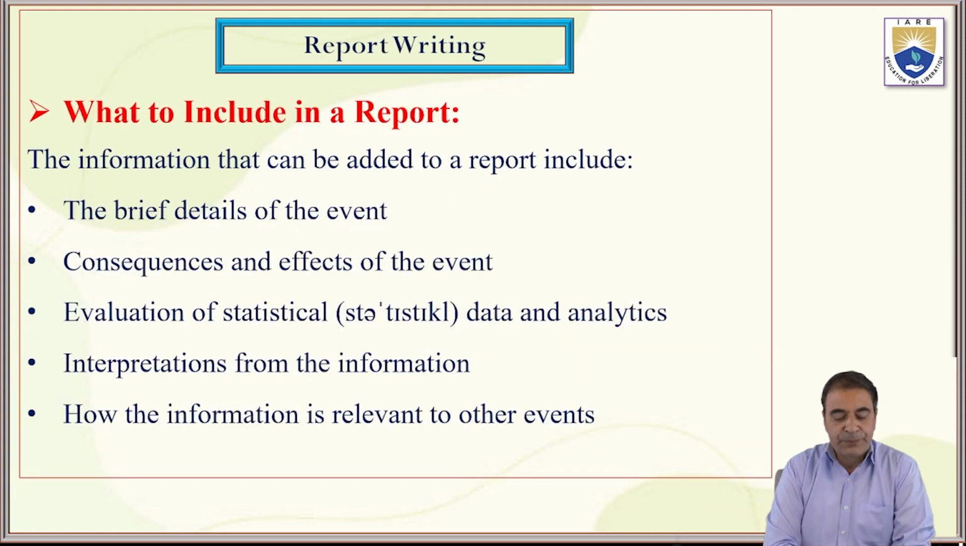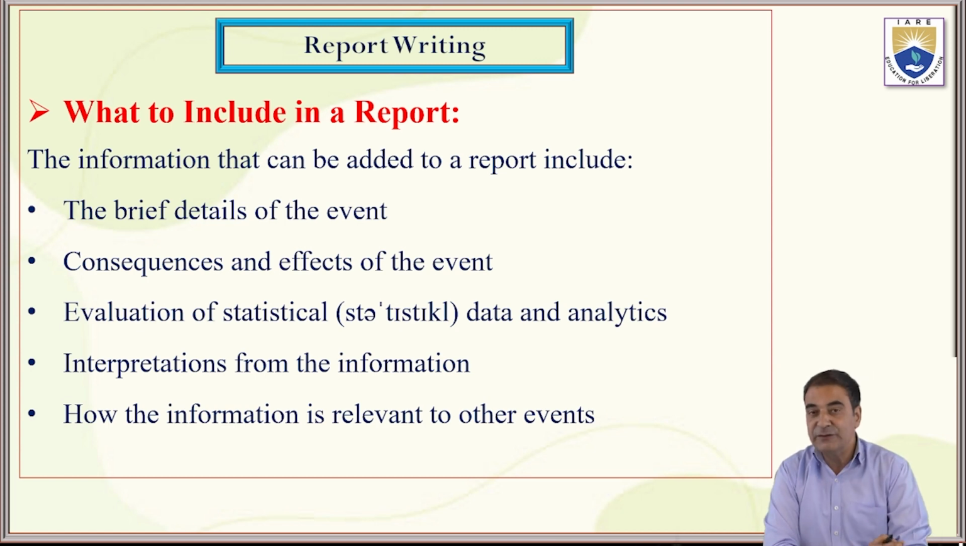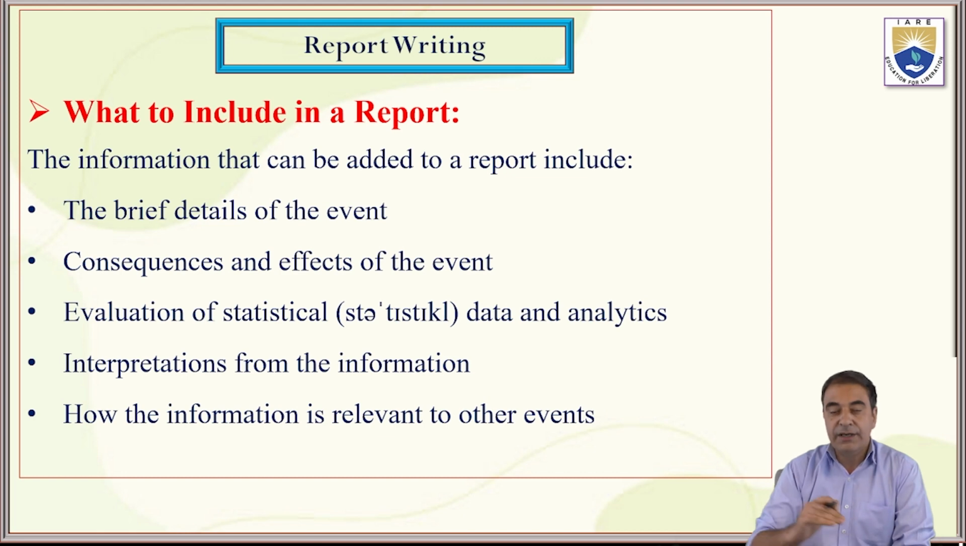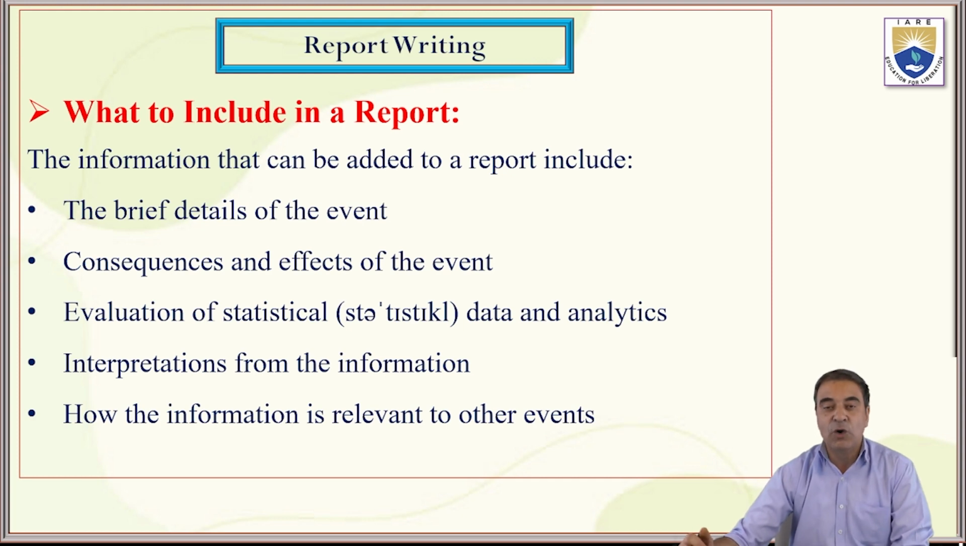Now the next is what to include in a report. The first one is the brief details of the event. In a report, we just give the brief details of the event. That means we put only important information in a report. Then consequences and effects of the event. That means, as I told you, it's the action taken by the authority. At the end of the report, we just put the recommendations, or what we call the action taken by the authority. Then evaluation of the statistical data and analytics.